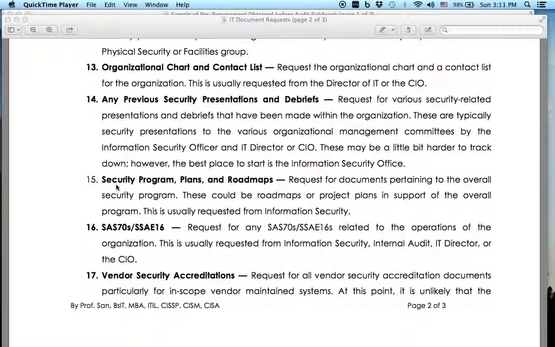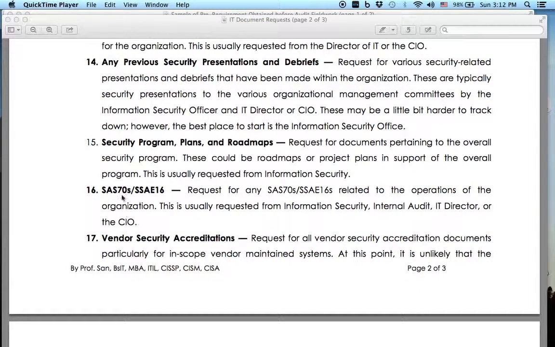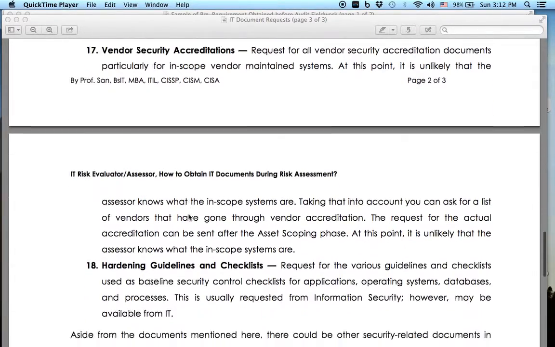Number 15, the security program plan and roadmap. This is something related to the security development plan. So the auditor also obtains this plan to understand what the ongoing activity from the management role is, and what activity needs to be done by a particular IT engineer or IT security in terms of IT security planning and roadmap. So this is another supporting document you should obtain.